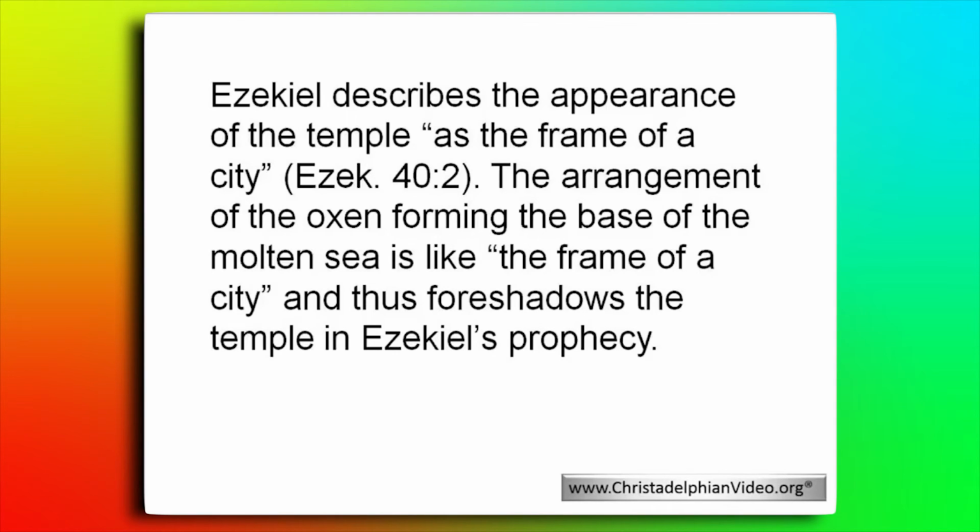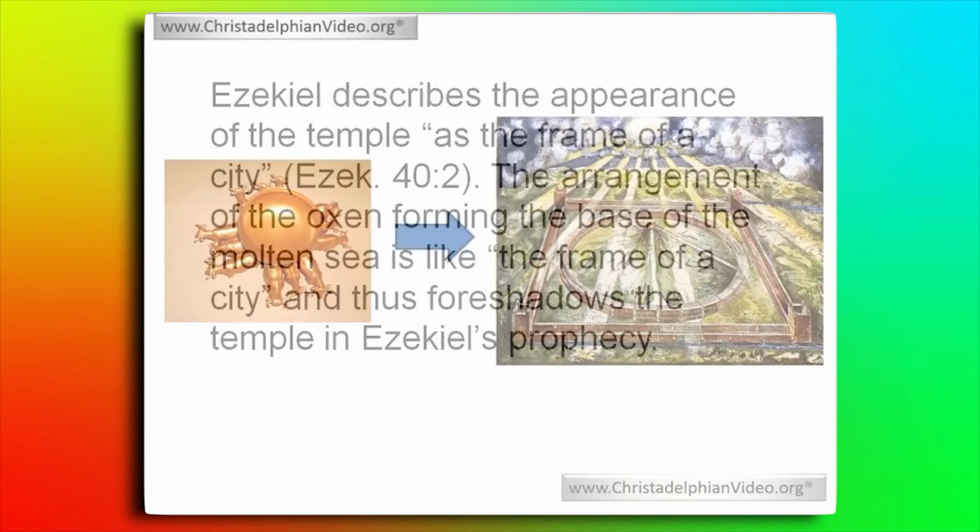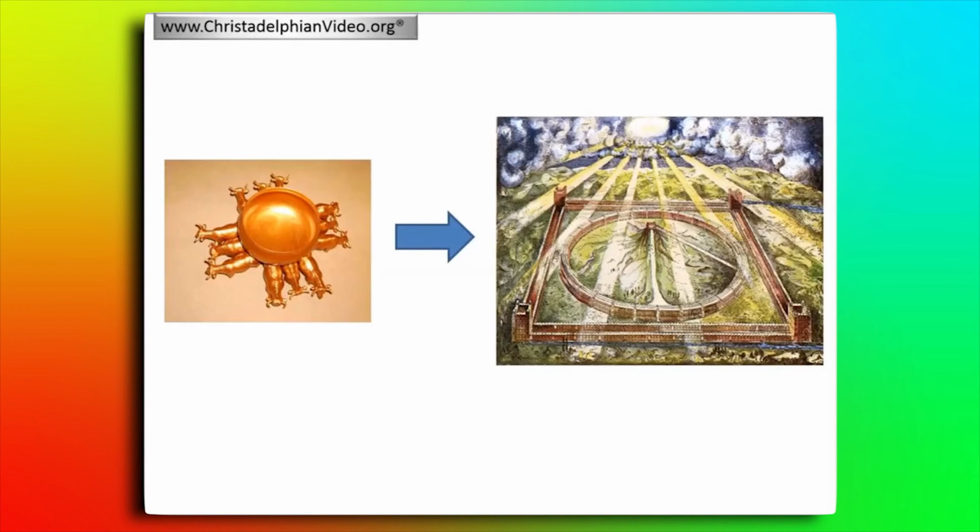But as we saw at the beginning of the video, Ezekiel describes the appearance of the temple as the frame of a city. The arrangement of the oxen forming the base of the Molten Sea is like the frame of a city and thus foreshadows the temple in Ezekiel's prophecy. This video has shown that the basic plan of the temple envisaged by Henry Sully can be derived from the Molten Sea of Solomon's temple.